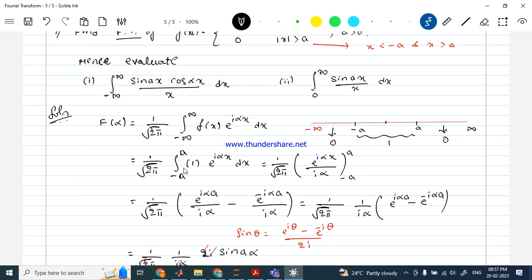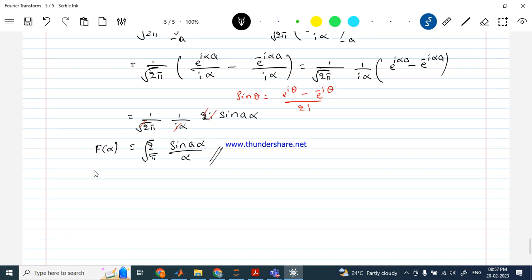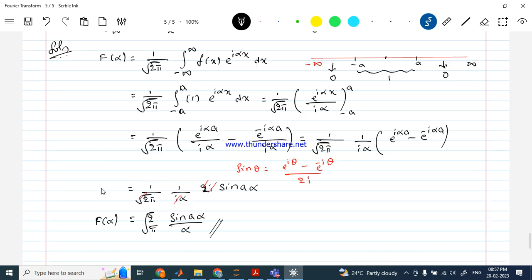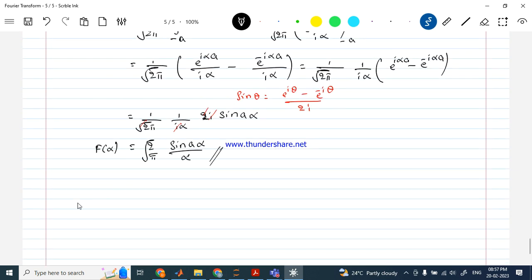do the opposite task. So we have found the Fourier transformation. Now consider the inverse of it, so that will help us in evaluating these integrals. Let me write that one. So take the inverse Fourier transform of F of alpha. This will give us f of x, which is equal to square root of 2 by pi integration minus infinity to plus infinity function F of alpha e power minus i alpha x d alpha.